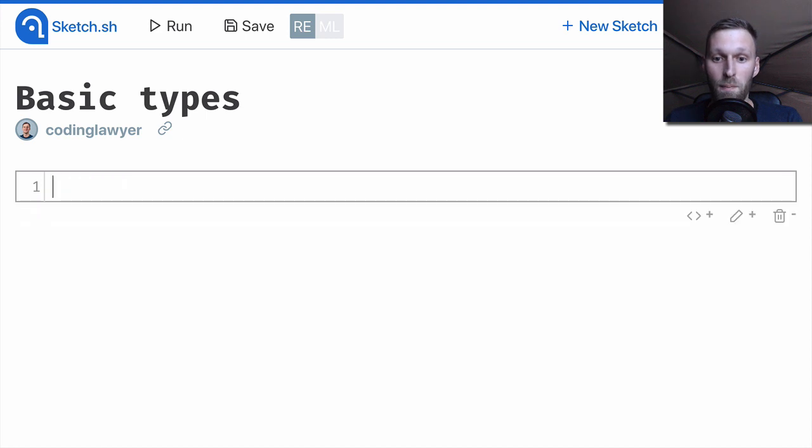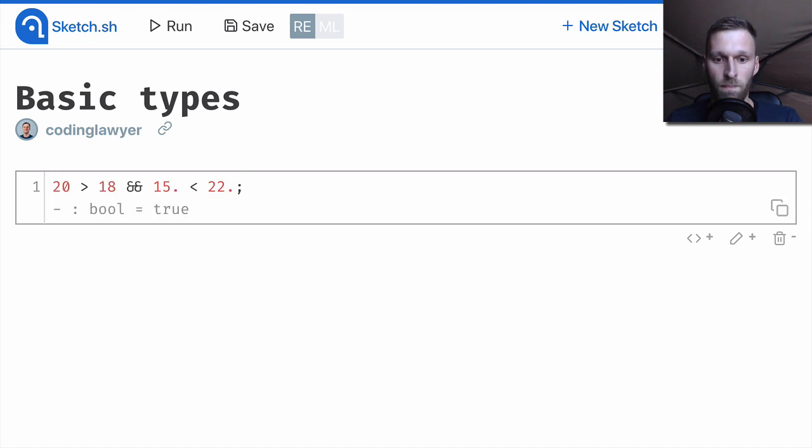Now, comparison operators always give you a Boolean value. And you may compare values of any type. So that's why these operators are called polymorphic. But the two values that you compare always have to be of the same type at a time. So for example, we can do this. And we got back true. We have no type error because we first compared integers and then floats.